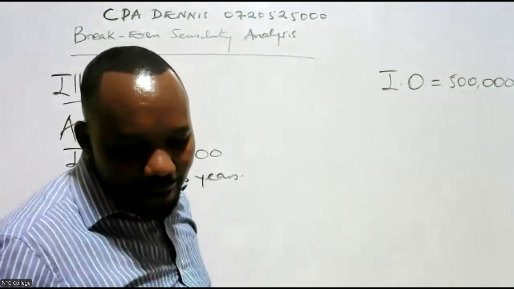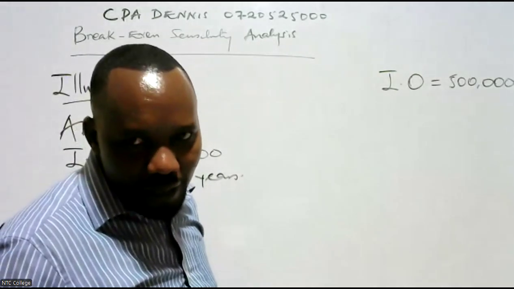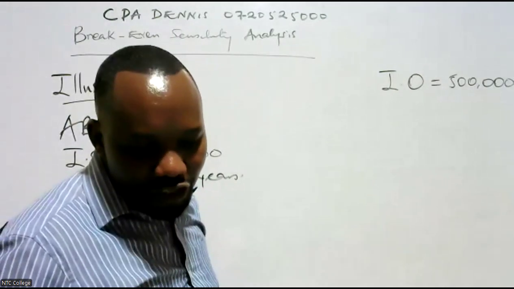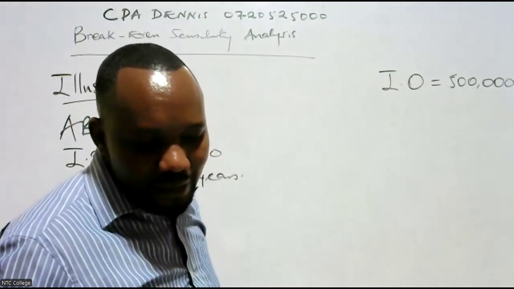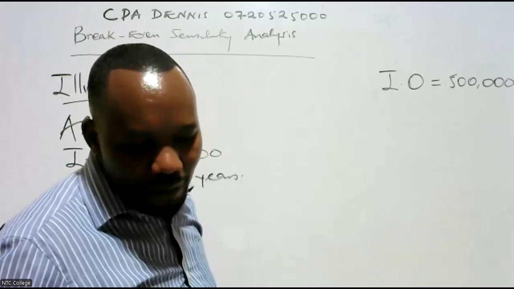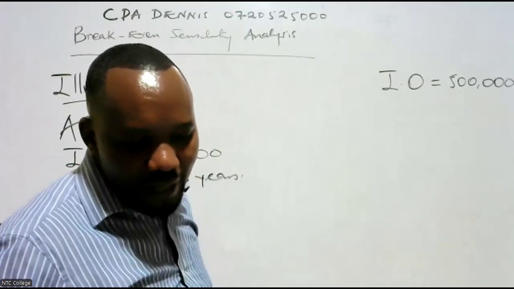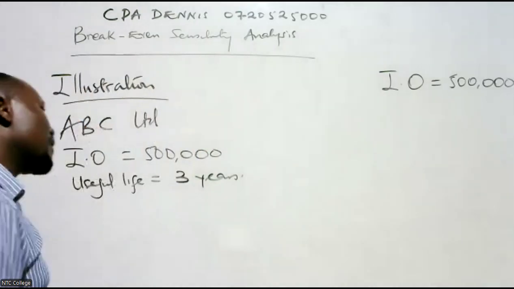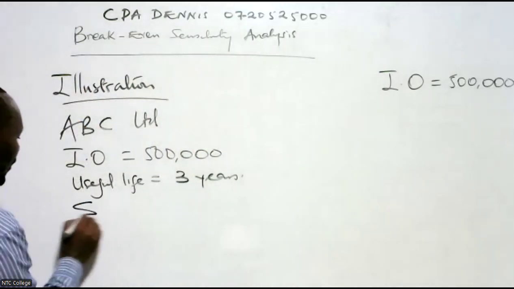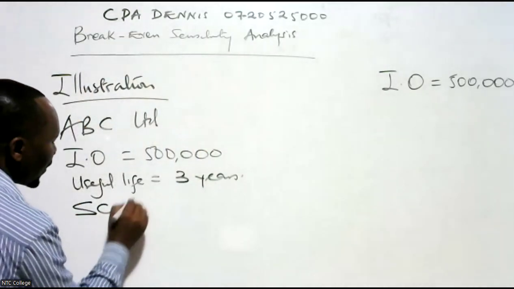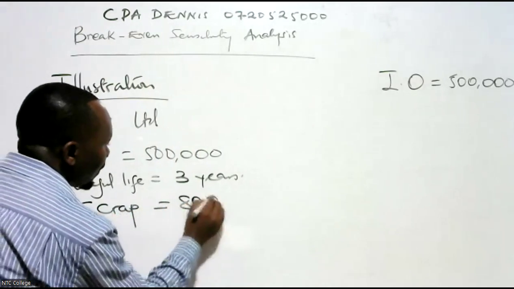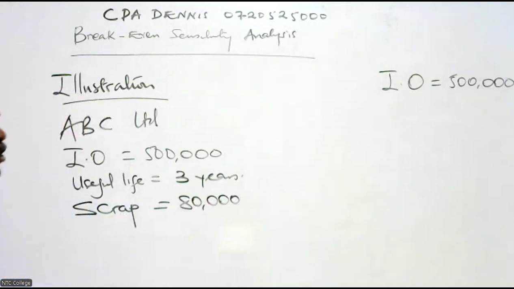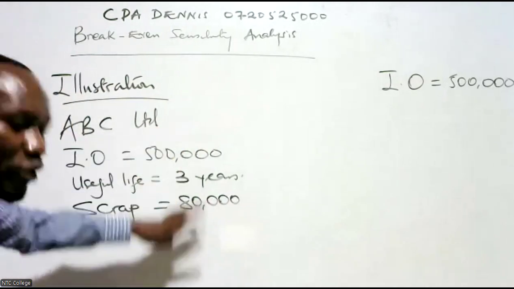It has a useful life of 3 years, after which it will be sold as scrap for Kenya shillings 80,000. The scrap value is Kenya shillings 80,000. That means that the machine will not fully depreciate to zero.